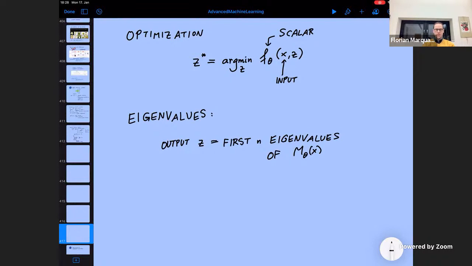Okay, so much for the implicit layers. Are there any questions about implicit layers?